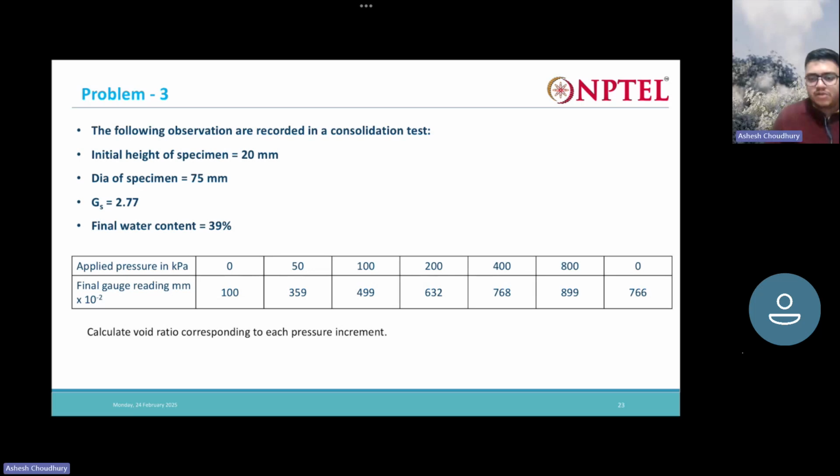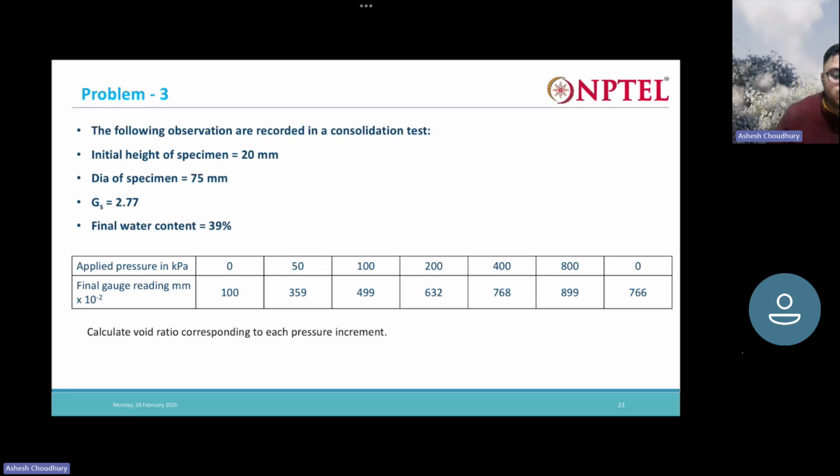Let us see this. This is a problem from the consolidation test. The following observations are recorded in a consolidation test. Initial height of specimen is 20 millimeters. Diameter of specimen is 75 millimeters. The specific gravity of soil solids is 2.77. And the final water content at the end of the test, of the soil sample, is 39%. Applied pressure is given, and the final gauge reading is given.